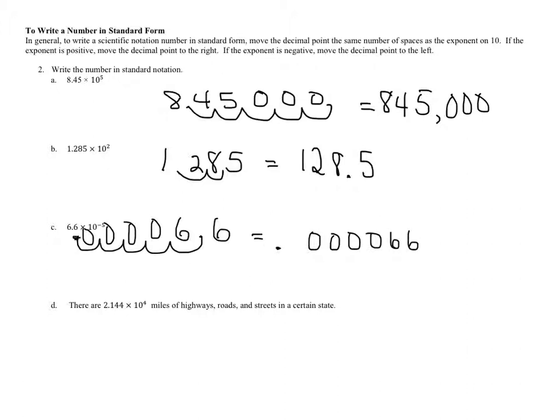So it's going to end up being 1, 2, 3, 4 zeros, and a 66. If I wanted to state this number: tenths, hundreds, thousands, 10,000s, 100,000s, millions. This is actually the number 66 millionths.